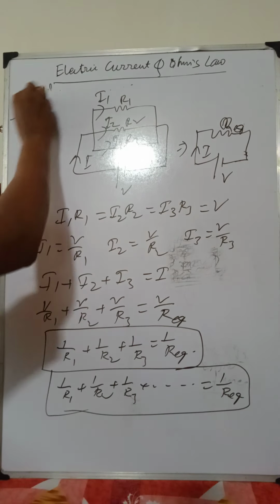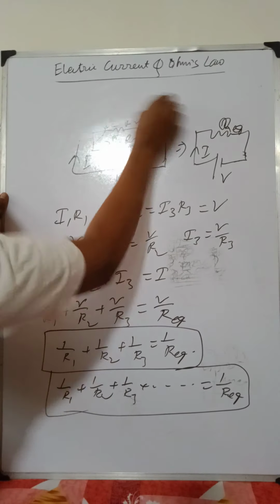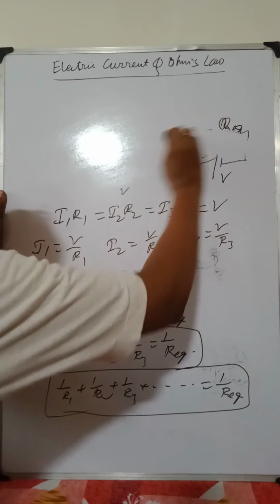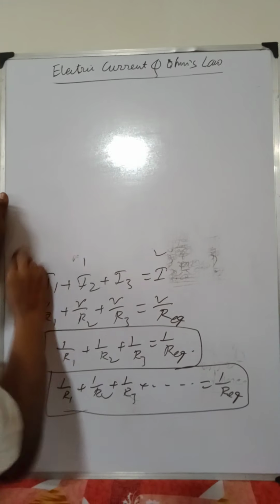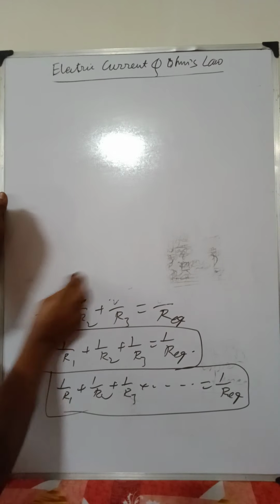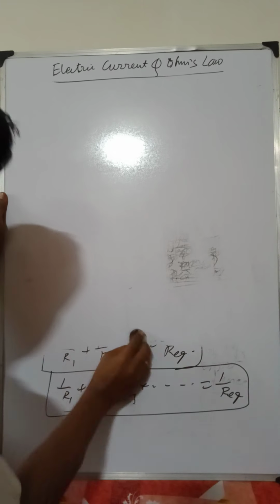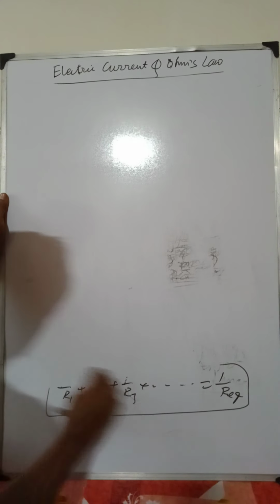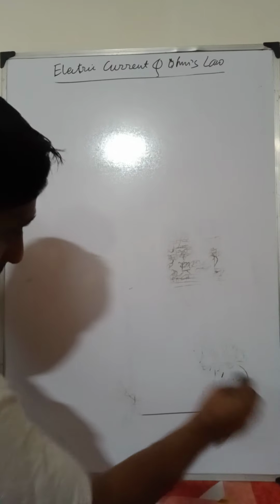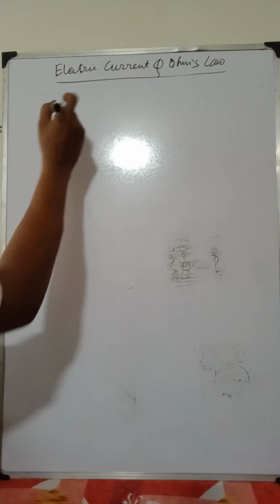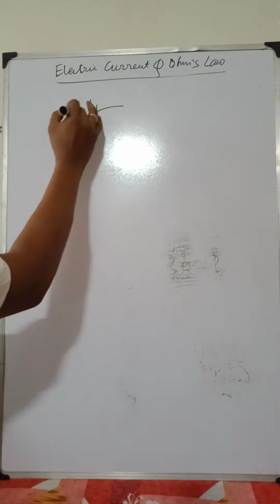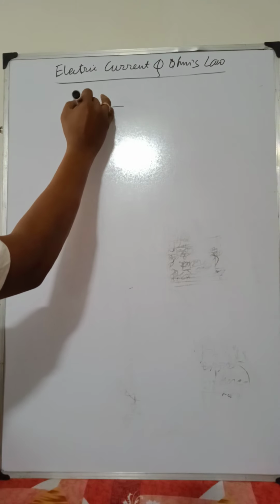Now, we want to see a very interesting and important thing, that is the cell. We have already read about the cell and battery in class 7, 8, 9 or 10. The symbol of a cell is like this. This is the positive terminal, this is the negative terminal, isn't it?